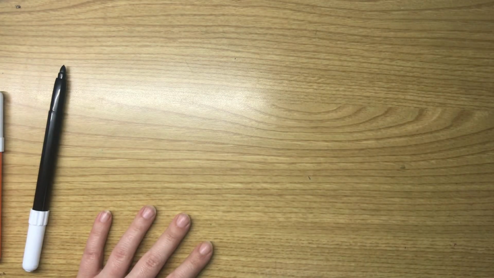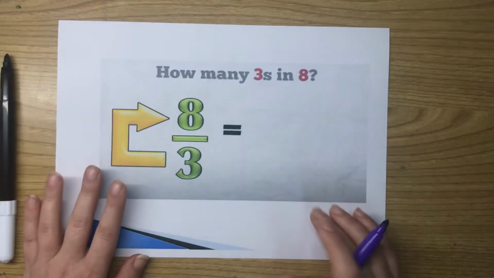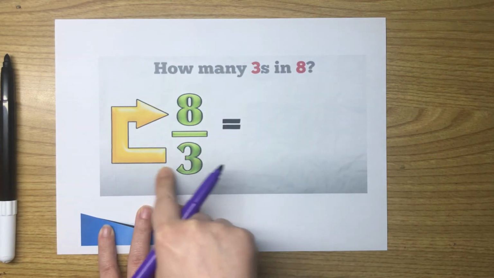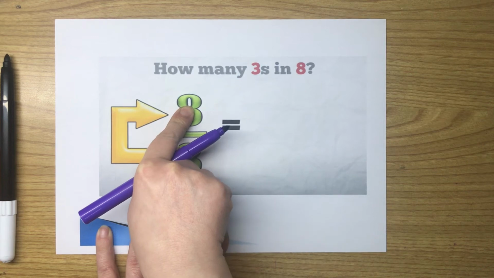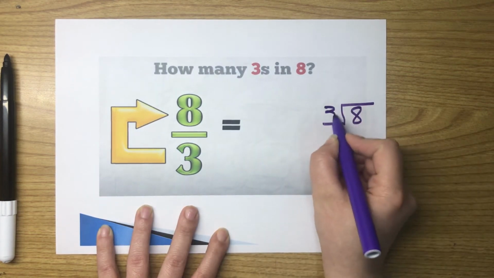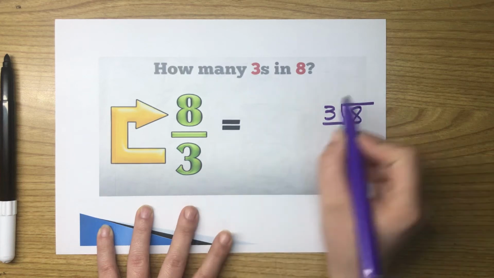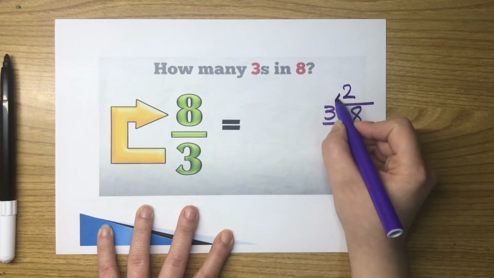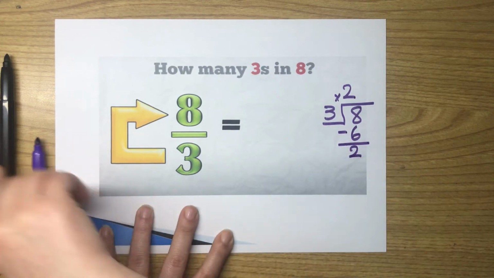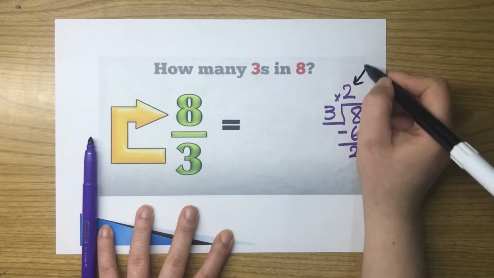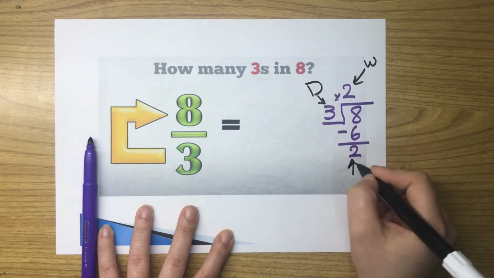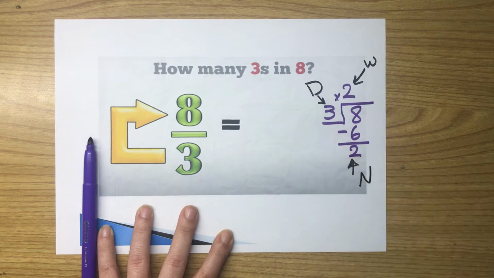You can ask yourself in this example, how many 3's in 8? How many 3's in 8 and how much is left? So 8 divided by 3. How many 3's in the 8? There are 2 3's. 2 times 3 equals 6. Subtract, equals 2. So 2 is the whole number, 3 is the denominator, and 2 is going to be the numerator.